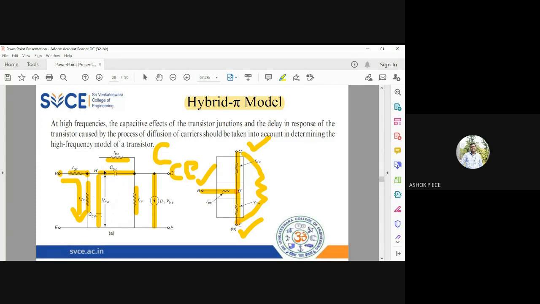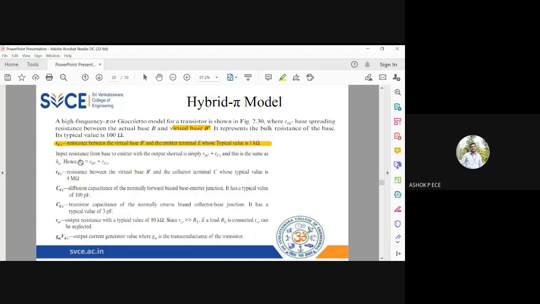Capacitance will block your DC current. So when you open circuit your output terminals, the current given to the base will be circulating through the two resistances. The same base current will be circulating, so I can say RBB' and RB'E are in series. That's why here they are given hie equal to RBB' plus RB'E.